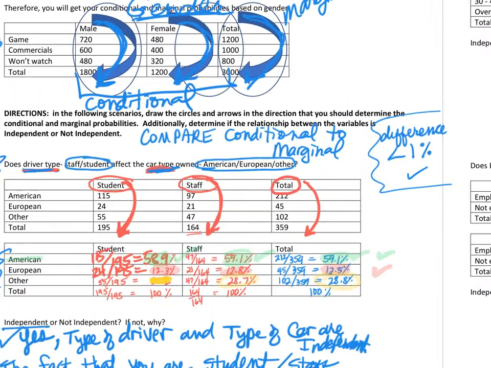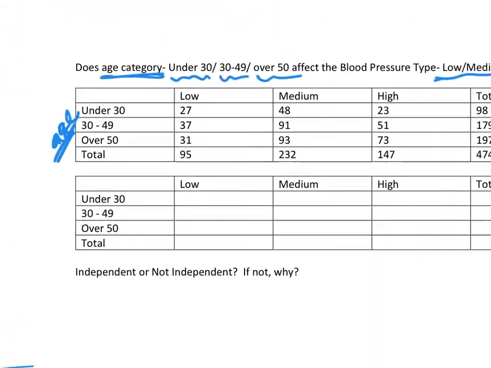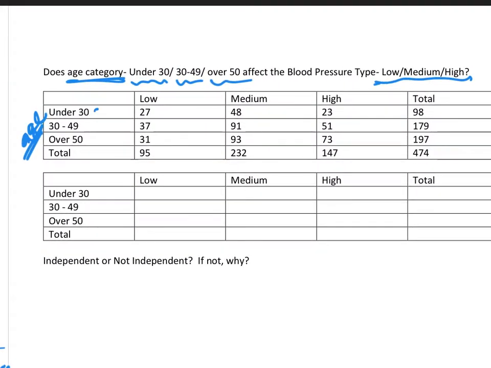Now, down here we had gender as the driving force. So gender was located on top, the student, staff, and total. So we used gender, and we would go from that down, away from it. So we're going to do the same thing here. We're going to go from the explanatory variable across in this case. So they're all going to be going across, which means my denominators are going to be 98, 179, 197, and then the total. So here we go. Let's fill in this first one.